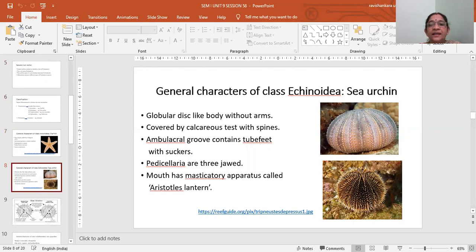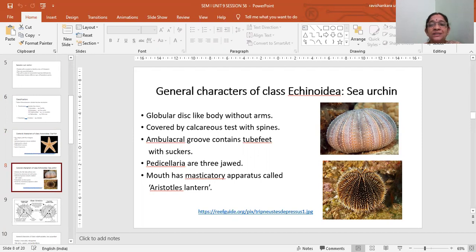The general characters of class Echinoidea: they are globular in shape, disc-like, without radiating arms. Common sea urchins are seen in this class. They have enormously enlarged spines found throughout the test or the corona. The ambulacral groove contains tube feet with suckers, which are all buried in the corona. Pedicellariae are three-jawed. The mouth has a masticatory apparatus called Aristotle's lantern.